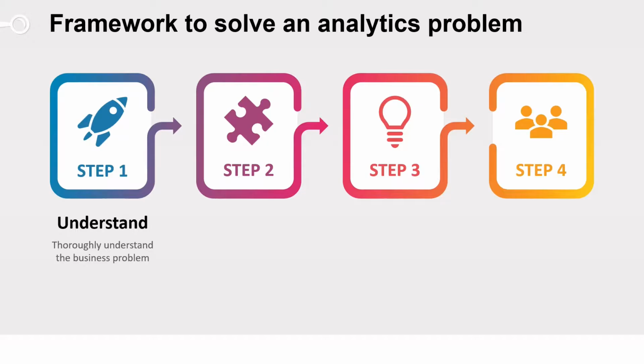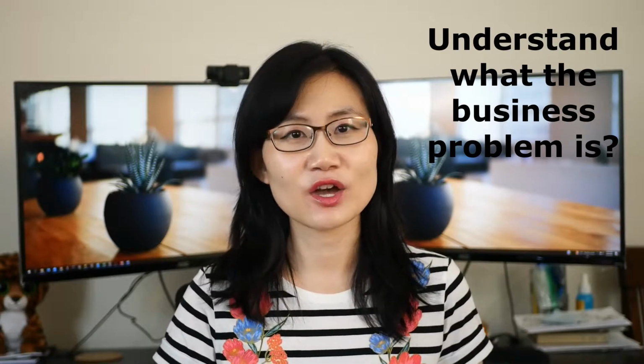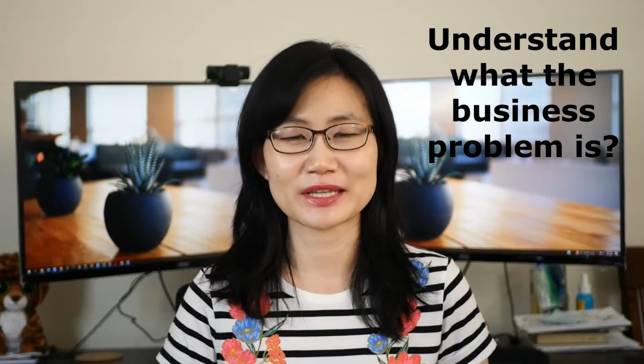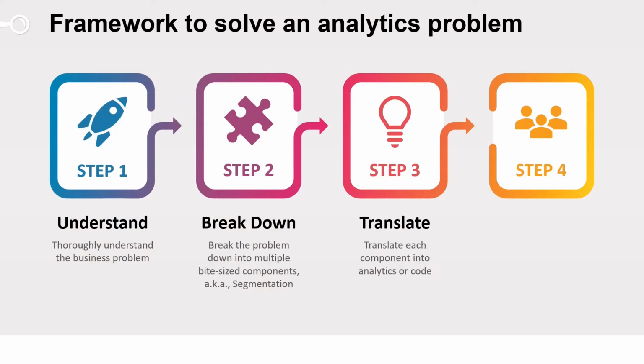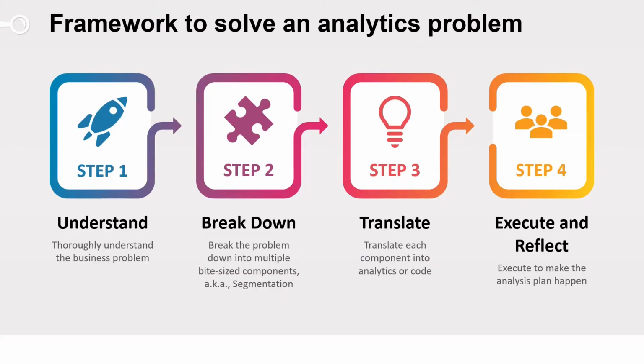The framework goes like this. Step number 1, we understand the big or general business problem at hand. Here, we thoroughly examine what the problem is and what led to the problem in the first place. Then step number 2, we break the big problem down into multiple bite-sized components. In the analytics world, it's also called segmentation, which we will be discussing later. Moving on to step number 3, we translate each component identified into analytics. And now we have a plan, and the next step is to execute to make the plan work.